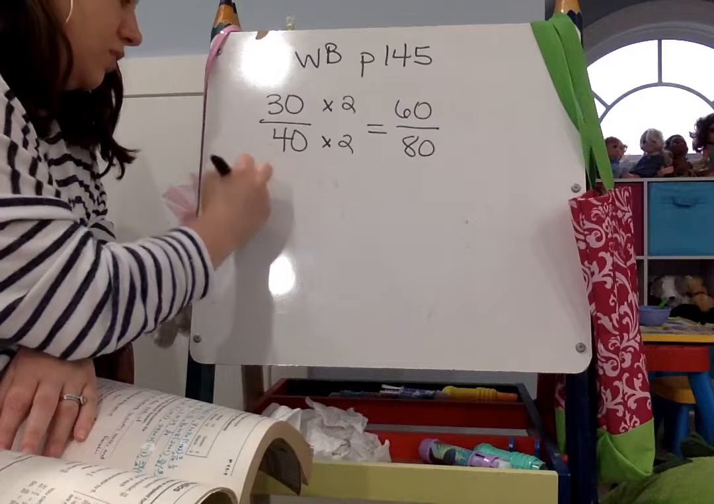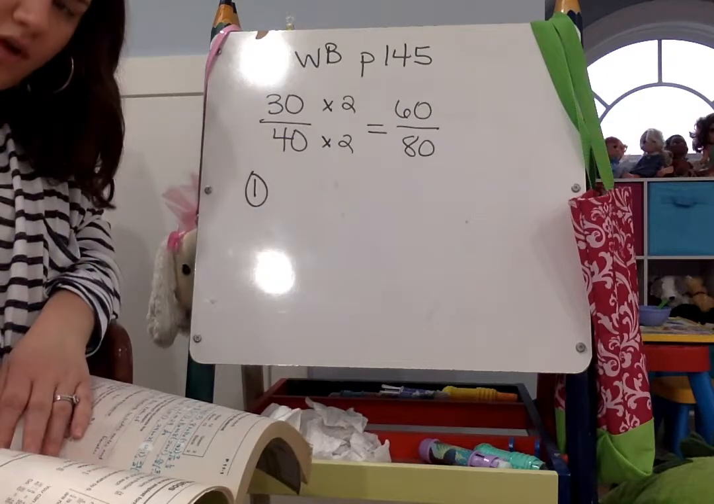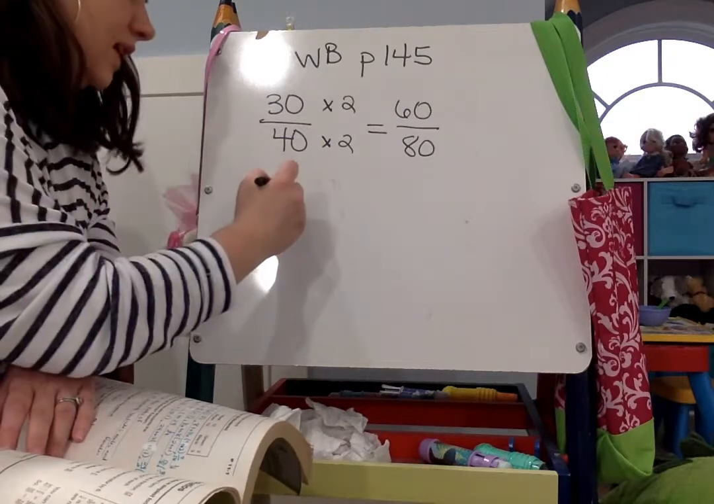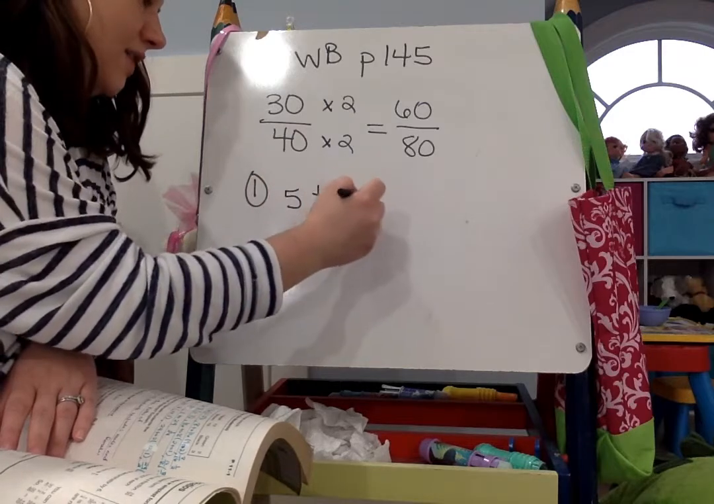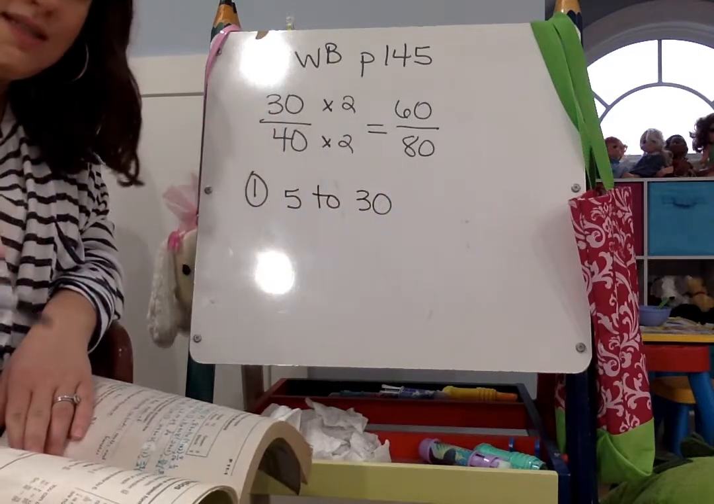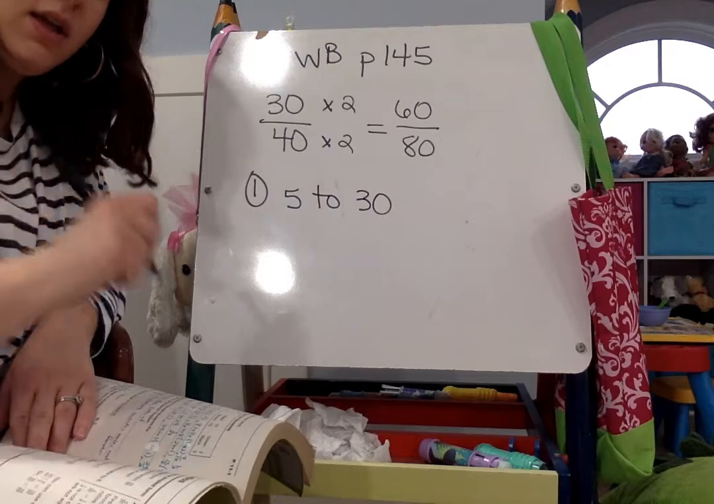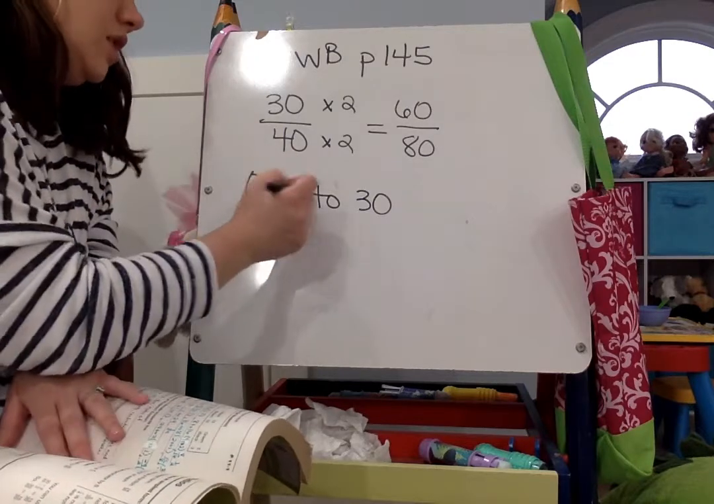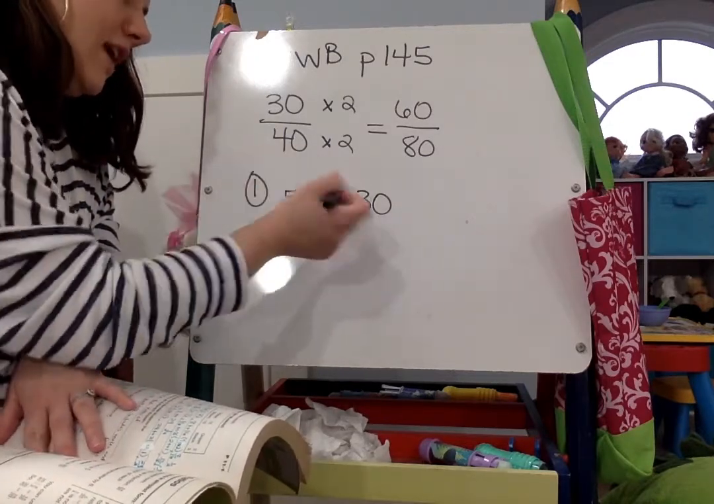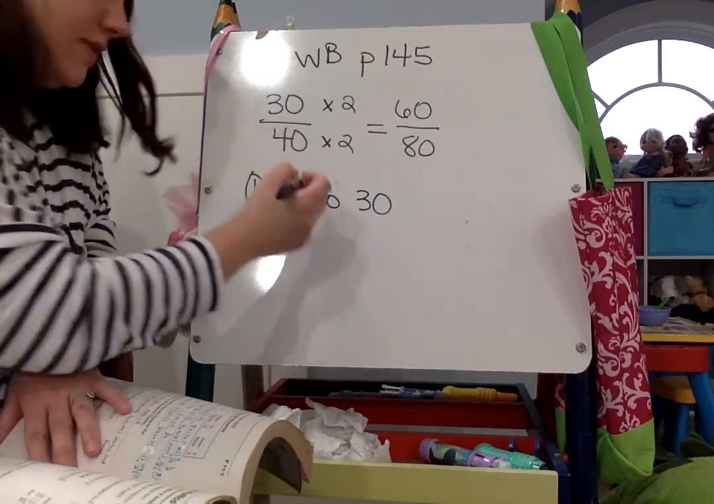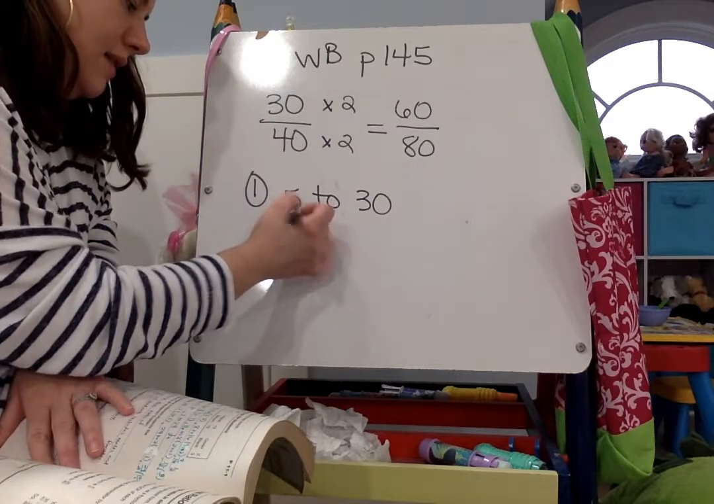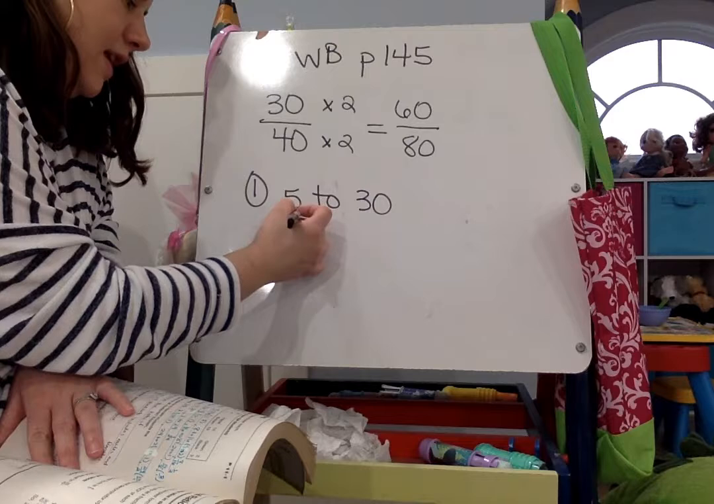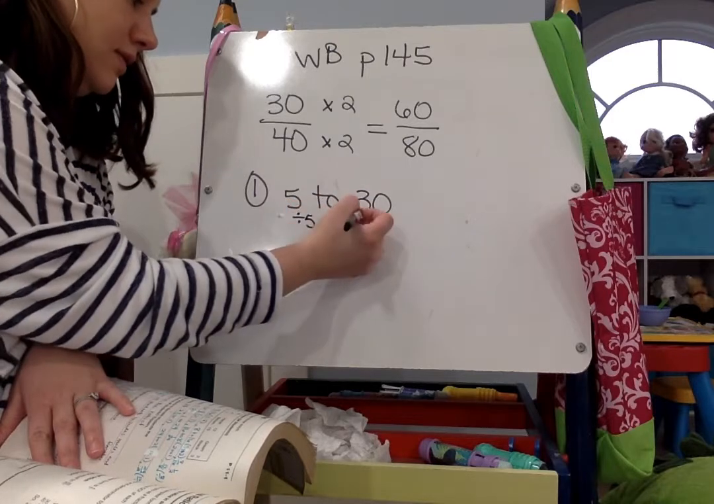I'm going to do number 1 with you from the bottom of page 145 on the front still. They give you in word form 5 to 30, and they want you to write it in simplest form. So if you're simplifying, you are dividing, okay? So you have to think, what can I divide 5 and 30 by? You can divide 5 and 30 by 5, okay?